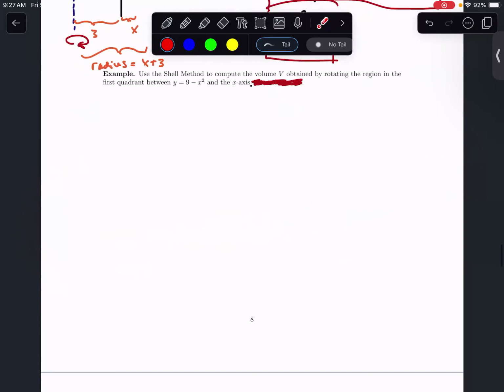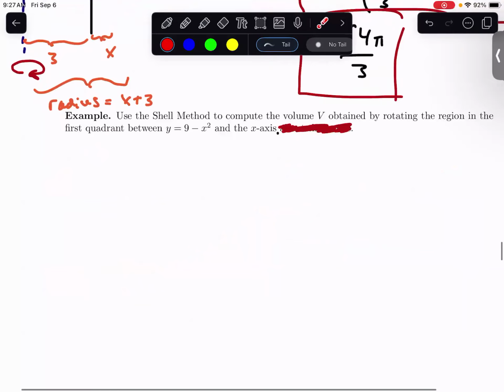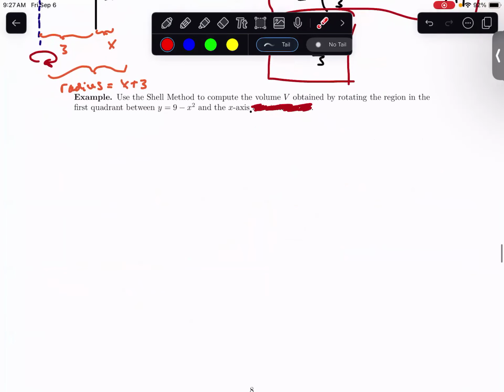Okay, I think I'm gonna skip this next problem. It's similar to the last problem we did on the disk and washer method. In this example, it says use the shell method to compute the volume V obtained by rotating the region in the first quadrant between y is equal to 9 minus x squared and the x-axis. So it wants you to use the shell method to rotate about the x-axis, so you're going about a horizontal axis.